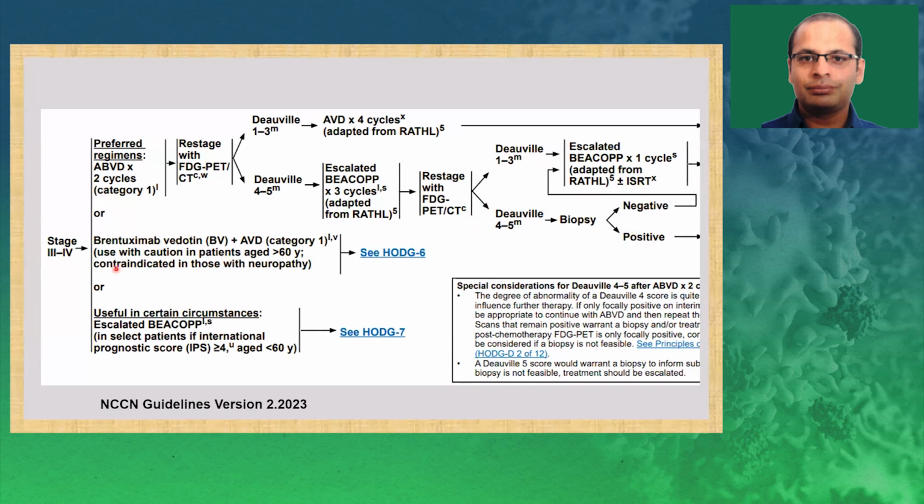For stage 3, 4, you have an option of giving brentuximab and AVD for up to 6 cycles. Use with caution in patients who are elderly and those with neuropathy. For certain patients, younger patients or with higher IPS score, you can use escalated BEACOPP.